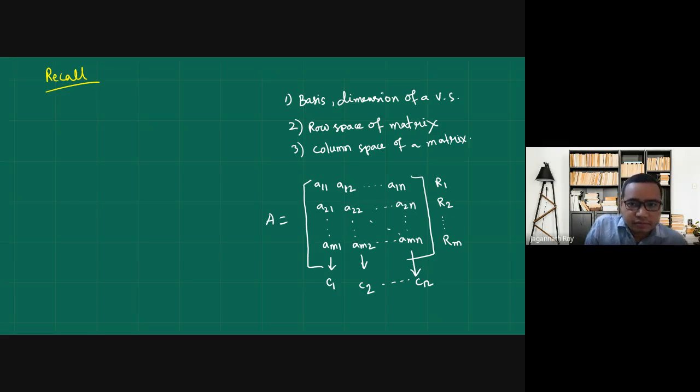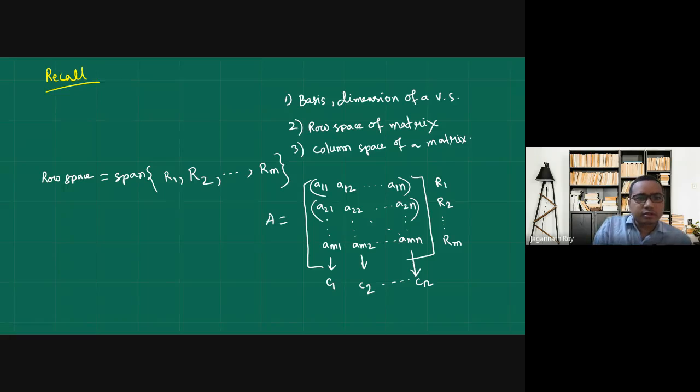then we have seen the span of the row space is actually the span of R1, R2, and Rm. Similarly, the column space is the span of C1, C2, and Cn. Okay.